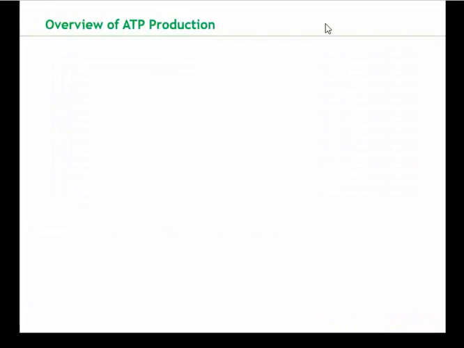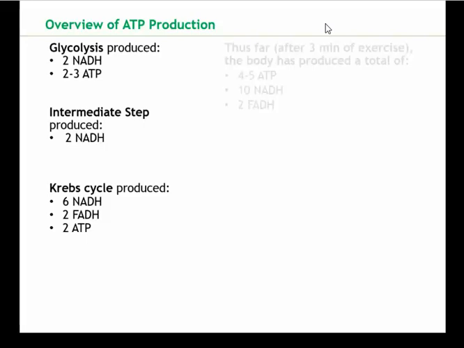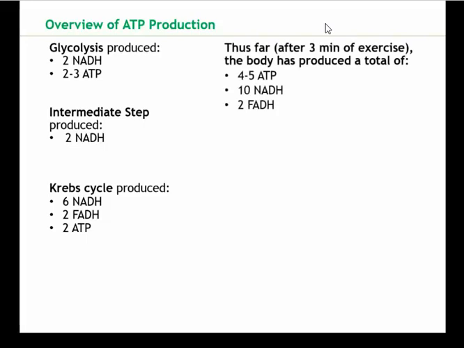Okay, so overview of ATP production. So glycolysis, we already know what we produced here and in the intermediate step and in the Krebs cycle. We went over that in the last video. So thus far, we already know how much we have before we start the electron transport chain. So what I haven't gone over is that one NADH, when it drops off its hydrogen and associated electrons, is actually going to equal 2.5 ATP.